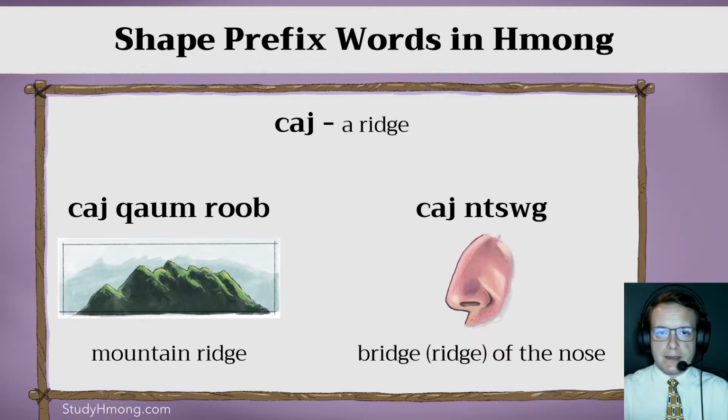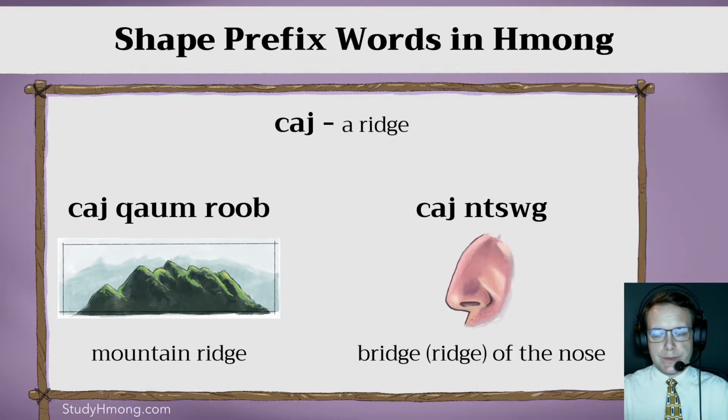The word ja, C-H-A, ja. So ja is a ridge. For example, on the left, we'll have a non-anatomical example, 架高中. That is a mountain ridge or a ridge of mountains. But when we use it on the body, we use it in a couple of different places. For example, 架住, and that would be the bridge, or if we're being literal, the ridge of the nose.